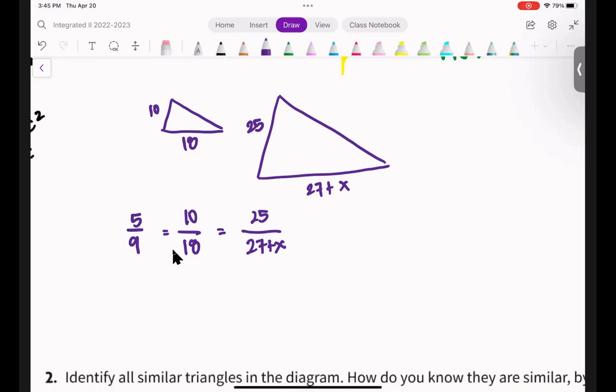And so now what I want to do is play who's missing. 5 times what gives you 25? And you're like, oh, it's times 5. Exactly. In fraction land, whenever you multiply the top by 5, you're going to multiply the bottom by 5 as well. So your equation looks like 5 times 5 is 25, yay, we're done. This one is 9 times 5 is equal to 27 plus x, and so that's 45 equals 27 plus x. So that must mean that x is equal to 18.